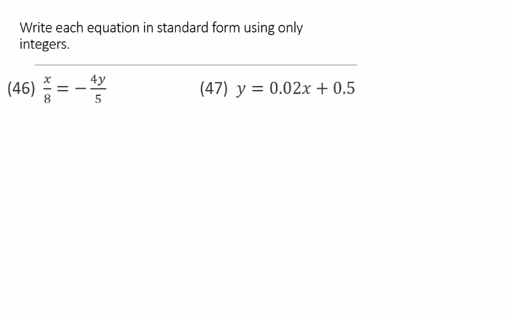Alright, two more with standard form. So 46, another one with fractions, so we want to find our least common denominator. So in this case it would be 40. So multiply each term by 40. 40 divided by 8 is 5, so it turns into 5x equals, and then 40 divided by 5 is 8. So 8 multiplied by negative 4y is negative 32y. And we want to get x and y on the same side, the side where x is positive. So x is positive on the left. So we can just add 32y to both sides.